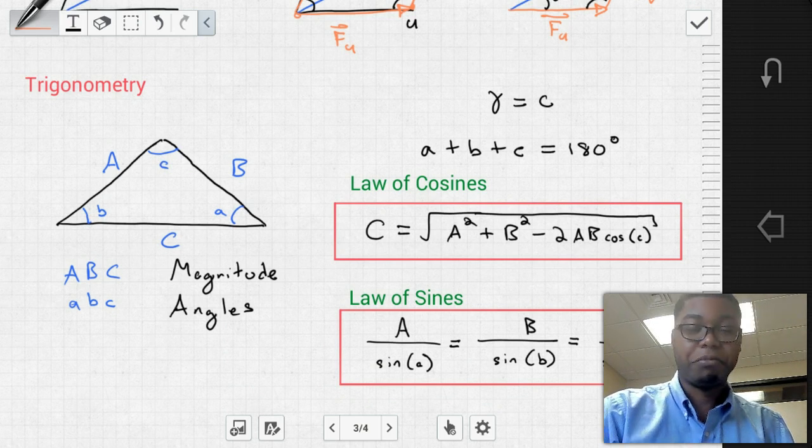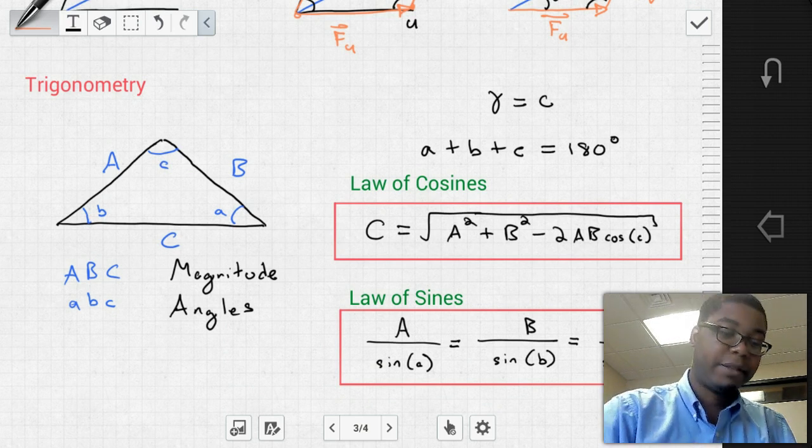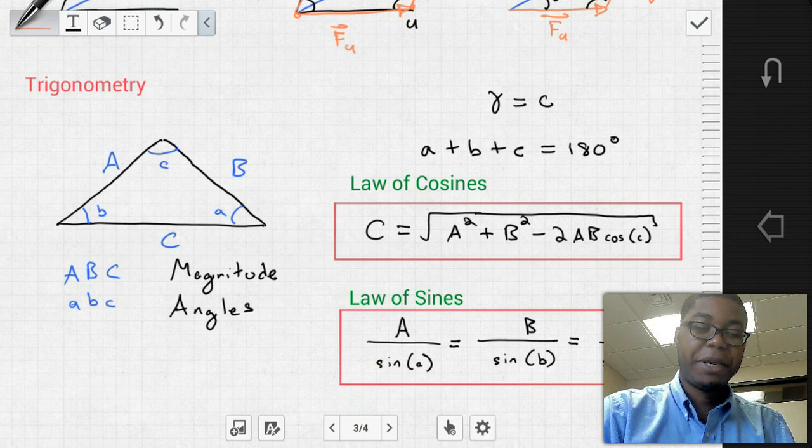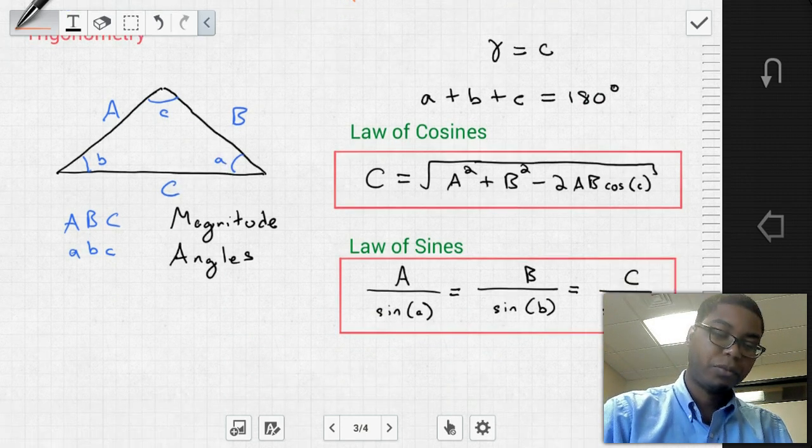So the first thing we should all know is that the sum of these interior angles in the triangle, in any triangle, is going to be 180 degrees. So A plus B plus C is going to be 180 degrees.